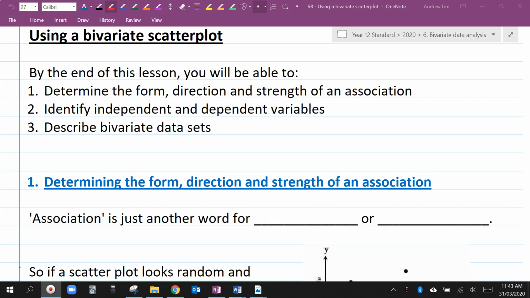In this video, we are going to be looking at how to use a bivariate scatter plot. By the end of this lesson, you'll be able to do these three things: determine the form, direction, and strength of an association, identify independent and dependent variables, and describe bivariate data sets. Just to reiterate, bivariate: bi means two, variate means variable, so we're comparing two variables to see whether there's a relationship or not.